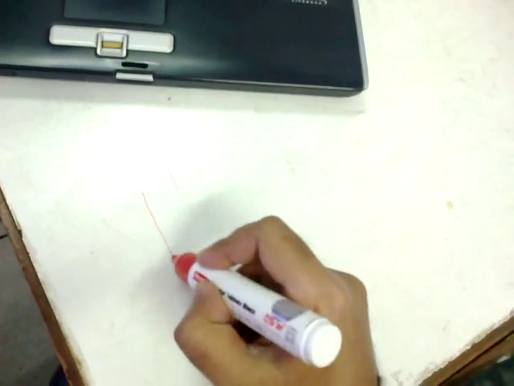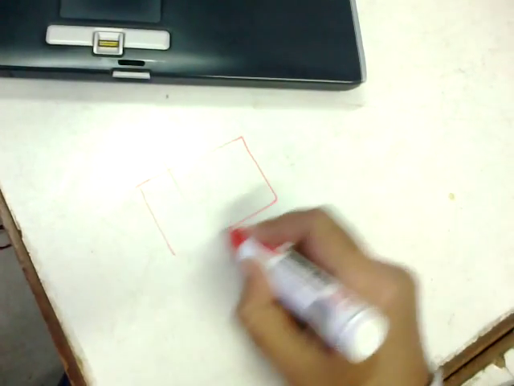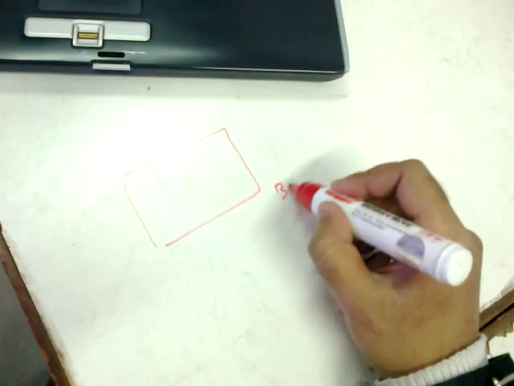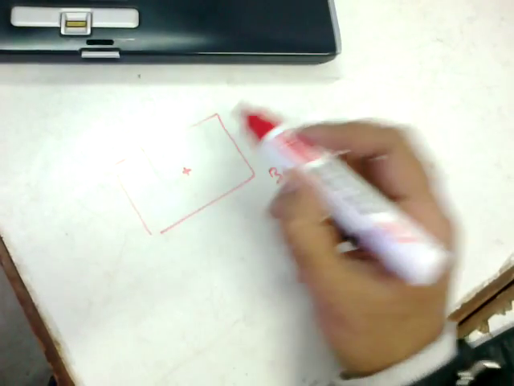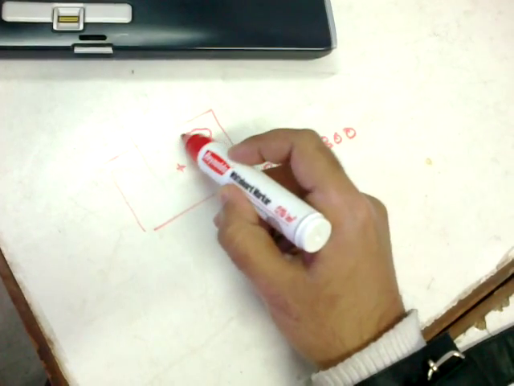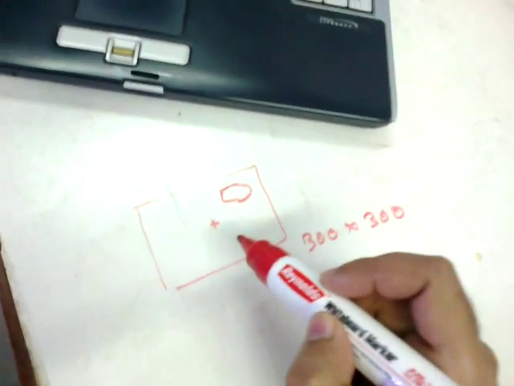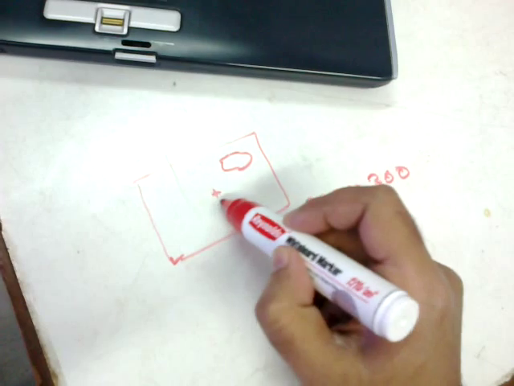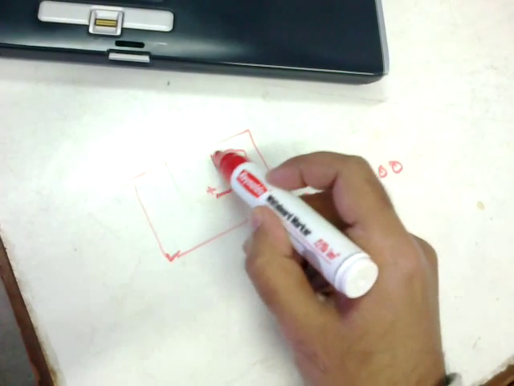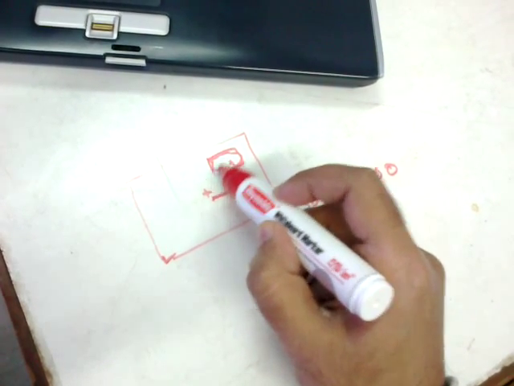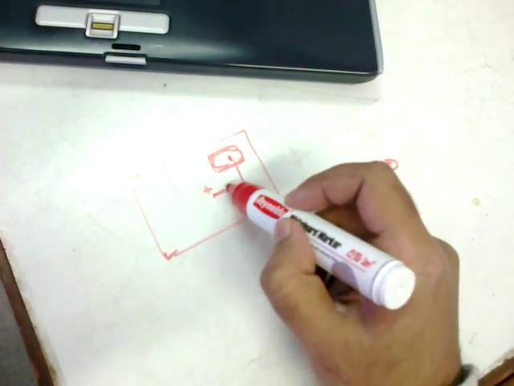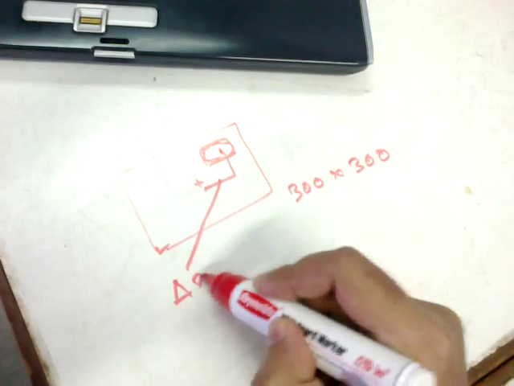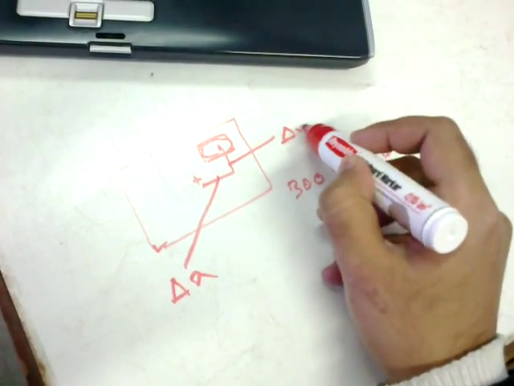It's like this. I have a 300 by 300 track window. This is the center. The bright source of light appears here, and this is the offset. I mark it with a rectangular box and find the center of that rectangle. This is the offset x, this is the offset y.